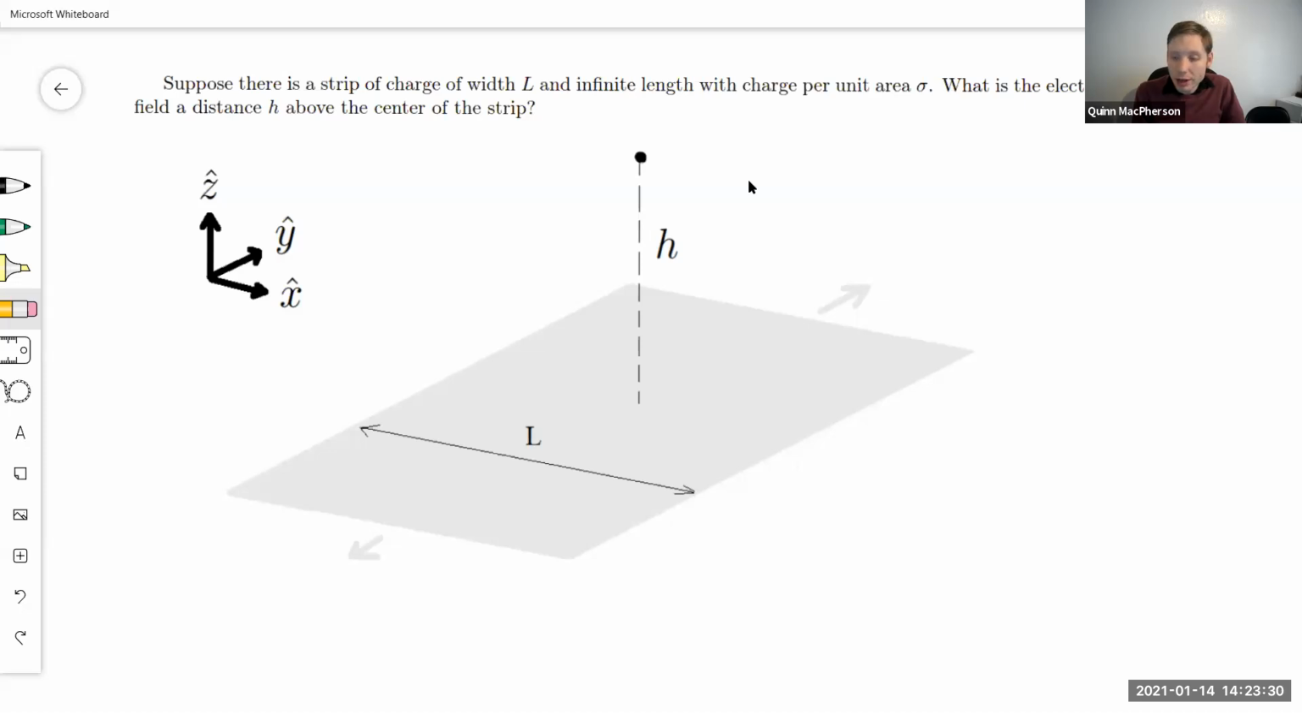The charge per unit area of the strip is sigma. Sometimes the book uses the letter eta for charge per unit area. Some other books use sigma. So in this problem, we're using sigma.